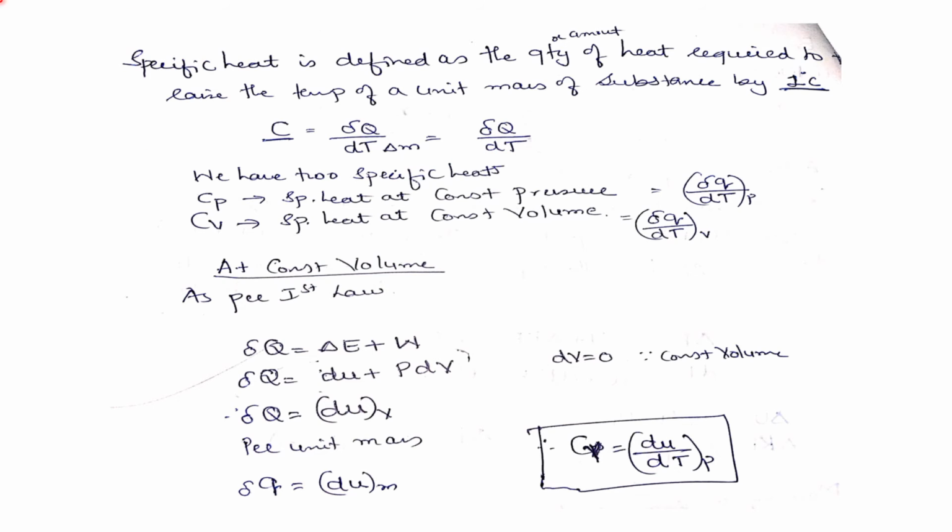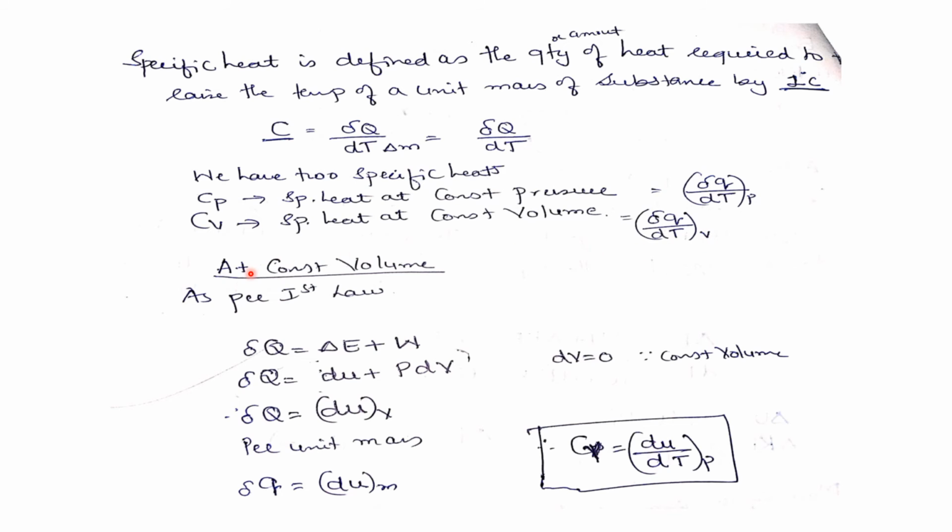So usually we will be having two specific heats. One is the specific heat at constant pressure and the other is the specific heat at constant volume, which are represented by Cp and Cv. Cp means specific heat at constant pressure, whereas Cv means specific heat at constant volume. So Cp is given by delta Q divided by dT at constant P, where P indicates constant pressure, whereas Cv is equal to delta Q by dT at constant V. That V indicates constant volume.